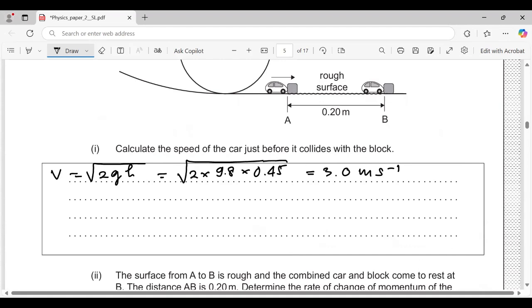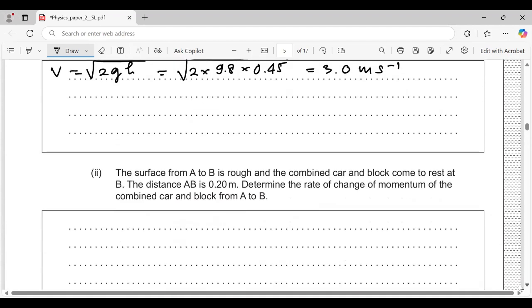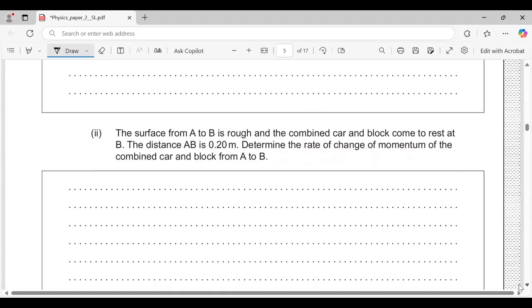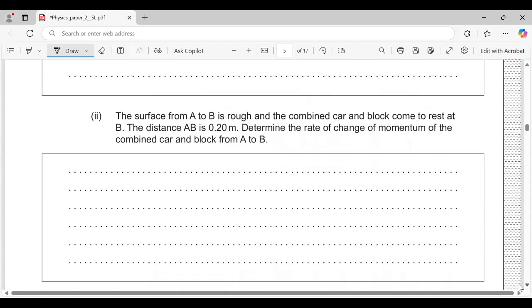This is the speed. And the surface from A to B is rough. The combined car and block come to rest at B. The distance AB is 0.20 meters. Determine the rate of change of momentum of the combined car and block from A to B.